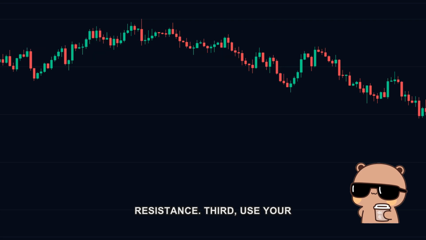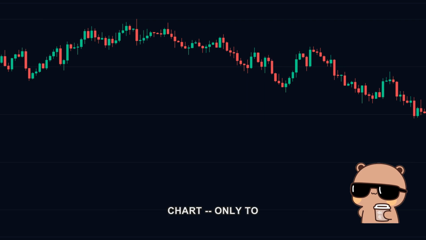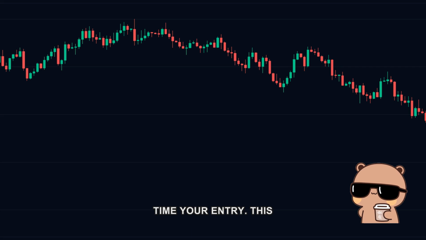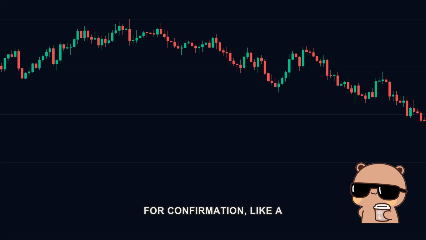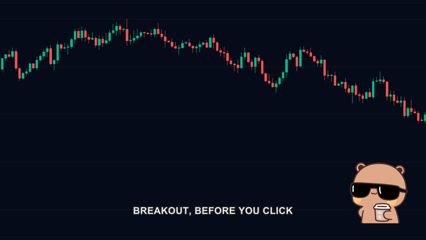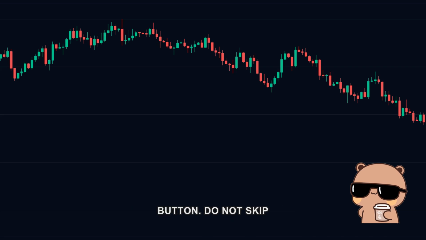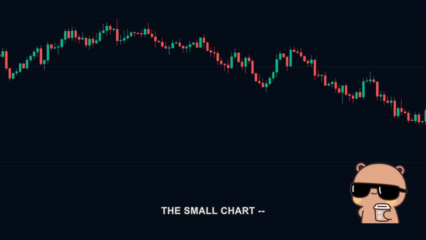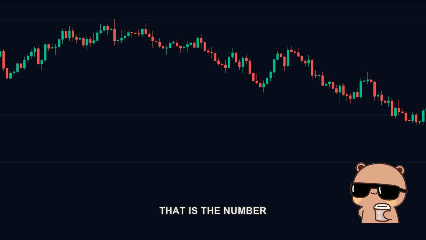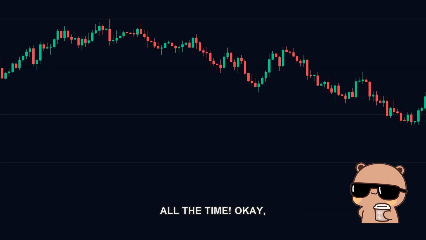Third, use your small time frame, like the 15-minute or 5-minute chart, only to time your entry. This is where you wait for confirmation, like a candle pattern or a breakout, before you click that buy or sell button. Do not skip steps 1 and 2 and jump straight to the small chart. That is the number one mistake beginners make, and Dudu sees it all the time.